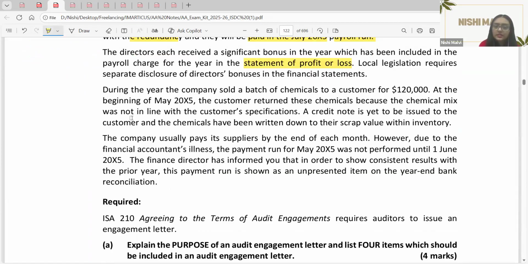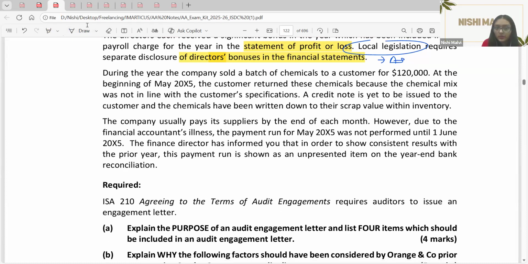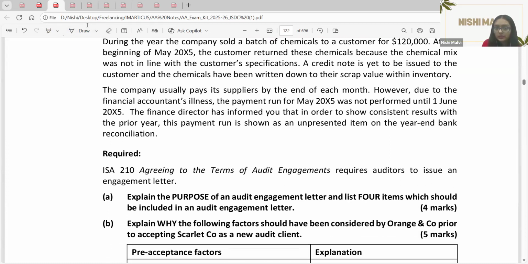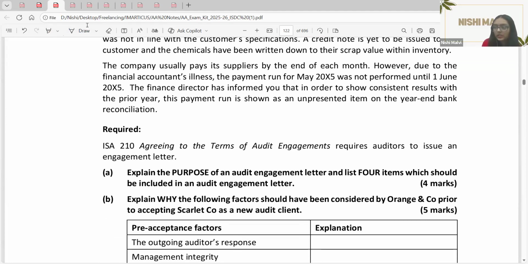Local legislation requires separate disclosure of director bonuses in the financial statements. Directors' bonuses, each director-wise. Check whether it is as per the local legislation or not. Check whether the disclosure is director-wise or not. Confirm their amount. Company sold a batch to customers. Customer mix not in line with specification. That's it. Anything else you need?